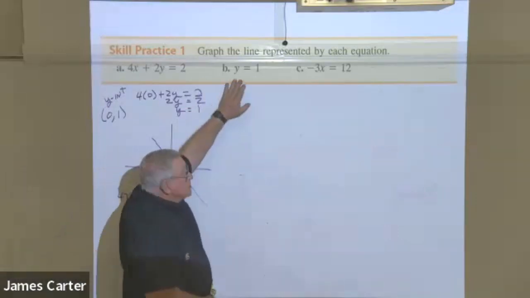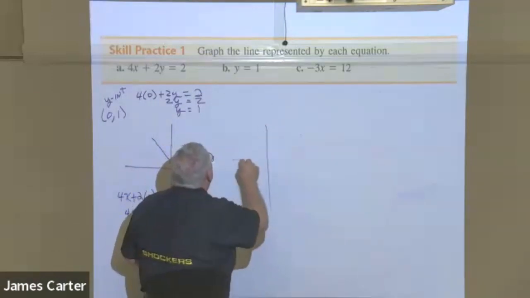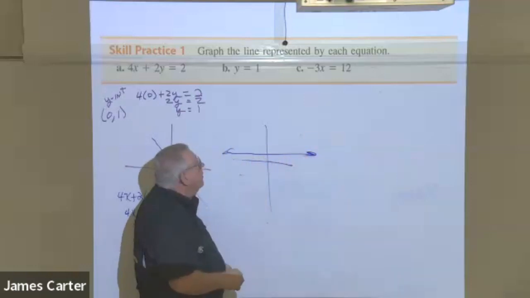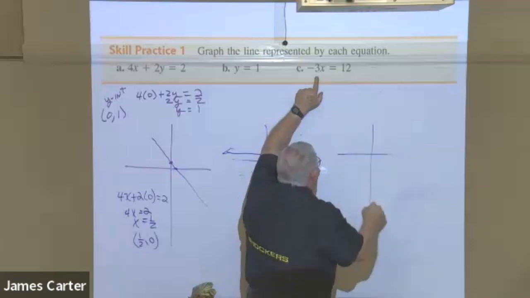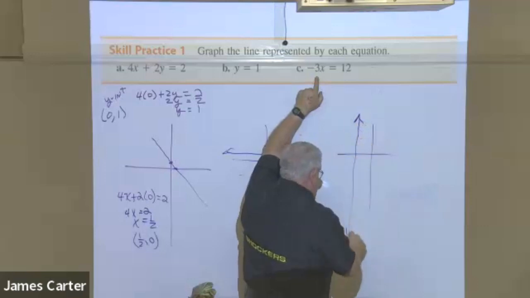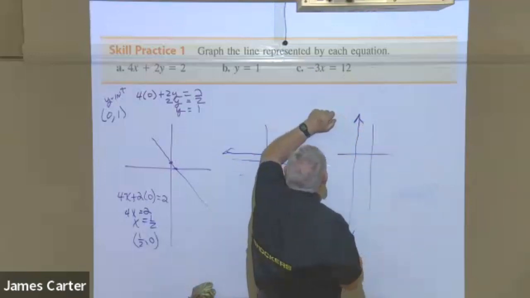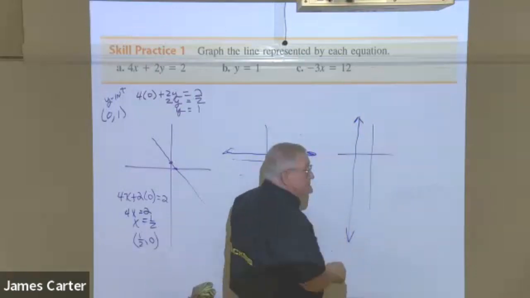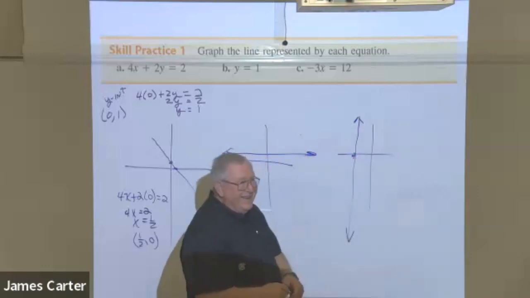What kind of a line is this going to be? Horizontal. At 1. What kind of line is this one going to be? It's going to be vertical at -3. Or, excuse me, 3 goes into 12 4 times. So it should be -4. We'll call this -4. Okay.